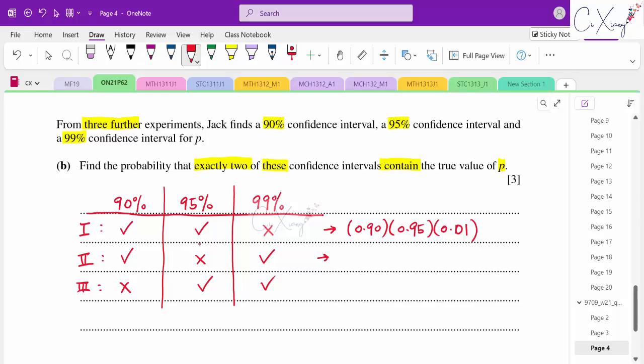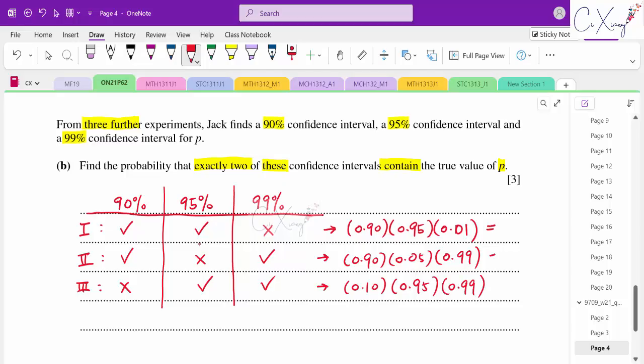Alright, then the second part here, it will be 0.90, 0.05, and also 0.99. So I hope that you understand how I get all these values here. After that, the third case is the first one doesn't contain the p, so it will be 0.10. The second one contains the p is 0.95. Then the third one contains is 0.99.